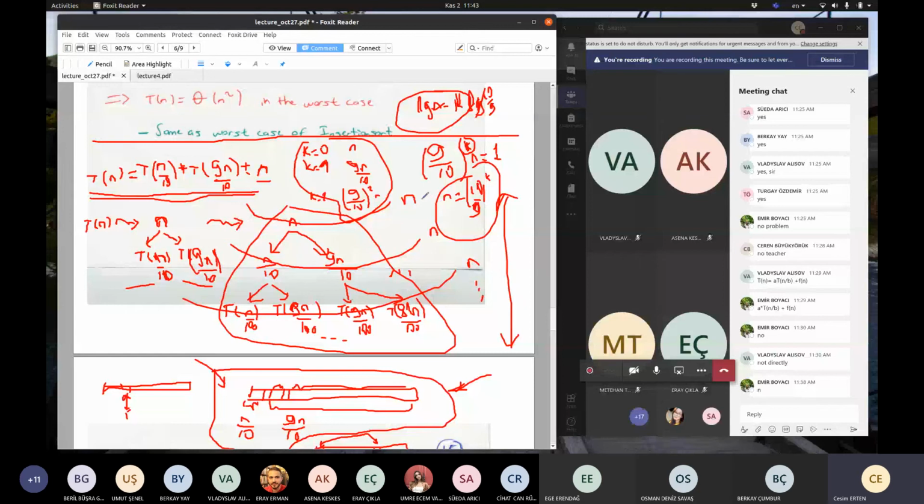And since we have the sum of every level evaluating to n, we simply multiply log n with n to find out the sum of all the terms in this tree, which gives us a guess for the bound regarding this recurrence. Then we guess that T of n is big O of n times log n.